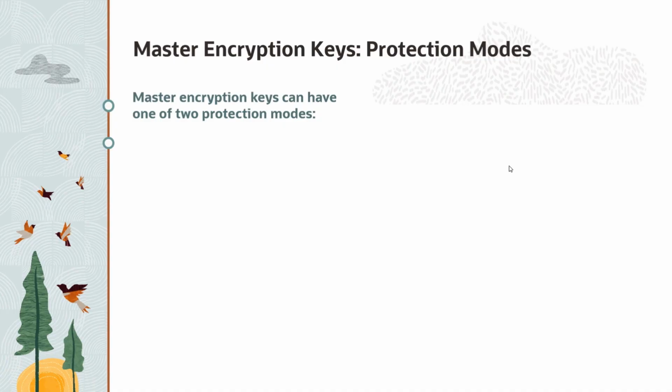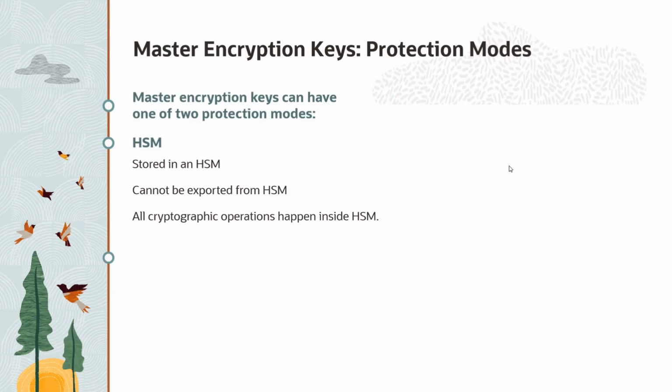Now, master encryption keys can have one of two protection modes. The first one is called HSM, and as we talked about, these keys are durably backed by highly available and durable HSMs. So when you choose this HSM protection mode, the keys, as you can imagine, are stored in an HSM. They cannot be exported from the HSM, and all cryptographic operations happen inside the HSM. This is the most secure kind of environment you can get.